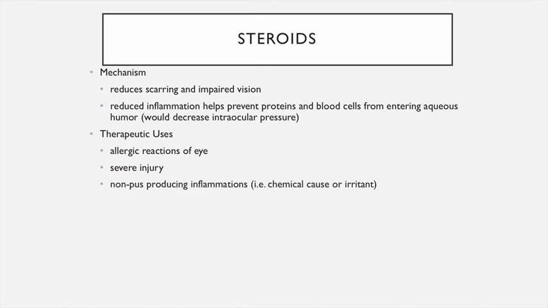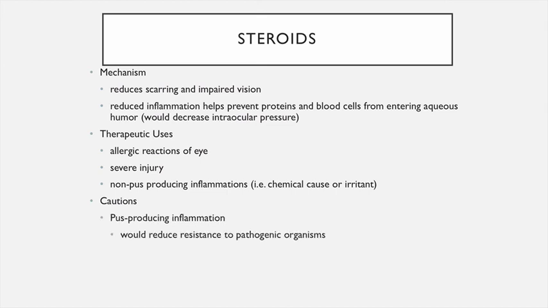So again, allergic, severe injury like a corneal abrasion that's not infected, or any kind of non-pus producing inflammation. Pus is always a good indicator. If there's anything pussy coming out of the eye, like if you've ever had pink eye, you know what that experience is like. If you have kids that have pink eye, there's so much pus the eye gets glued together. That would not be a good time for a steroid, right?